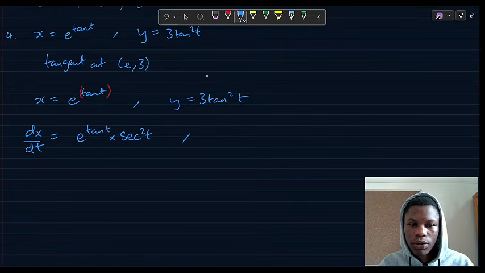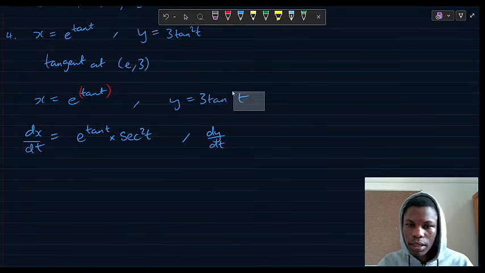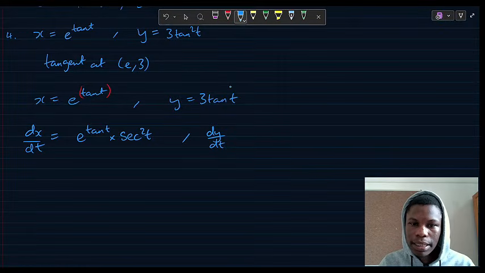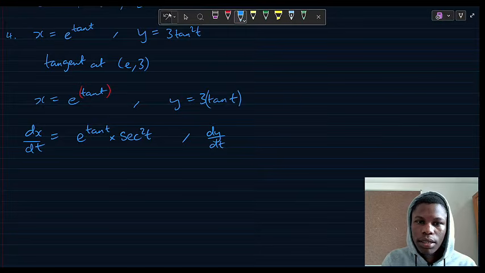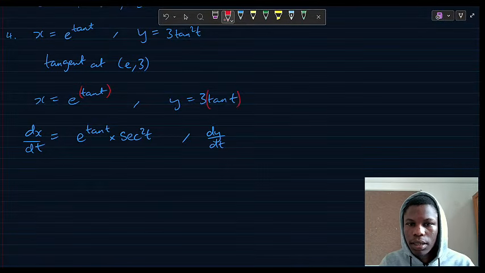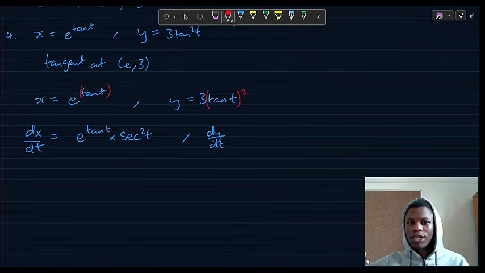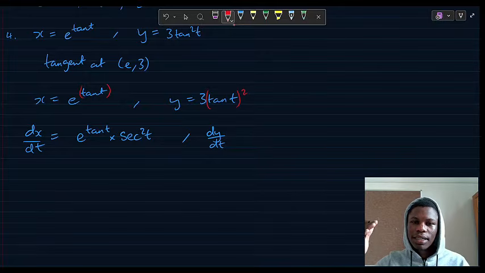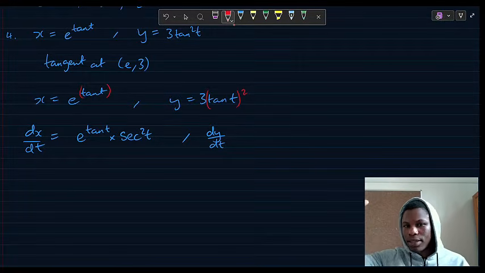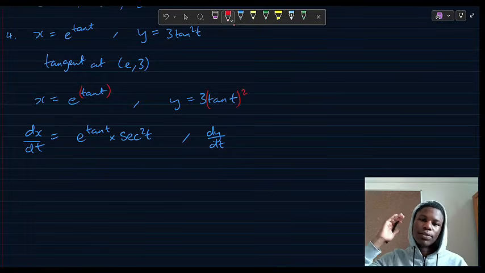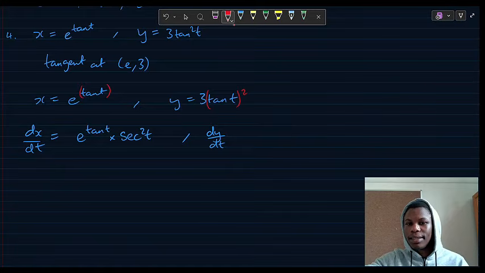And now let's move on to our dy dt. Again, we've got a similar thing. I'm going to rewrite this as tan t in red brackets. Remember, tan squared t is just the conventional way that we write our trig functions when they are raised to the power 2 or the power 3 or the power 4. We write the power first and then the t or the x or the theta, but it just means the same as tan t whole squared.